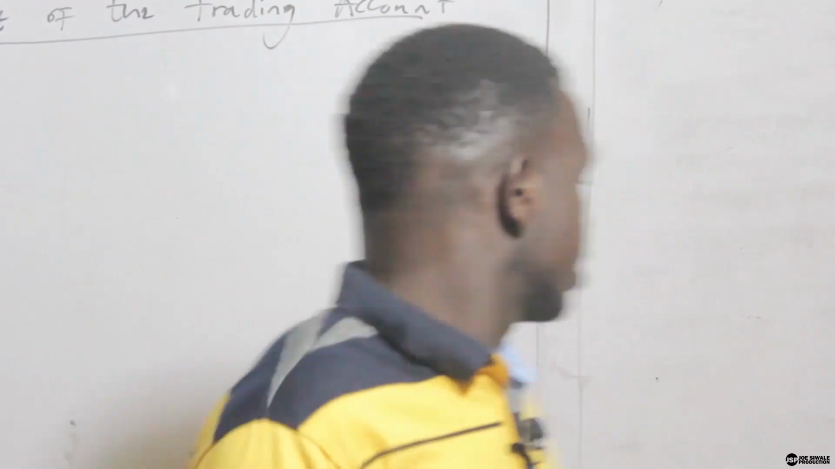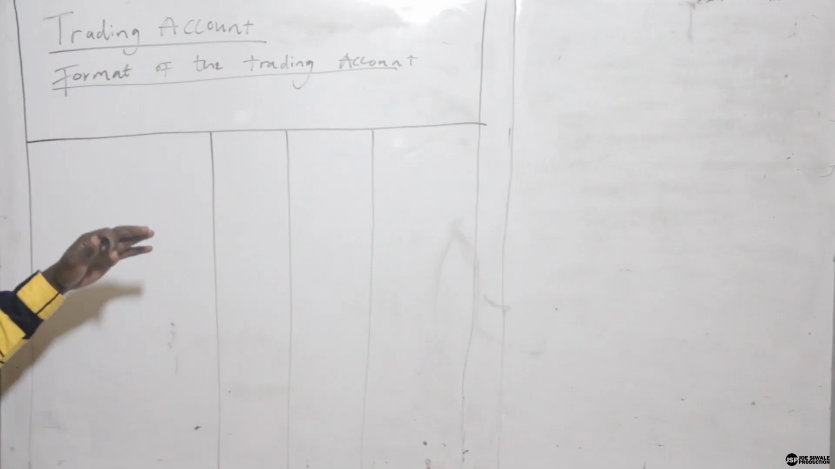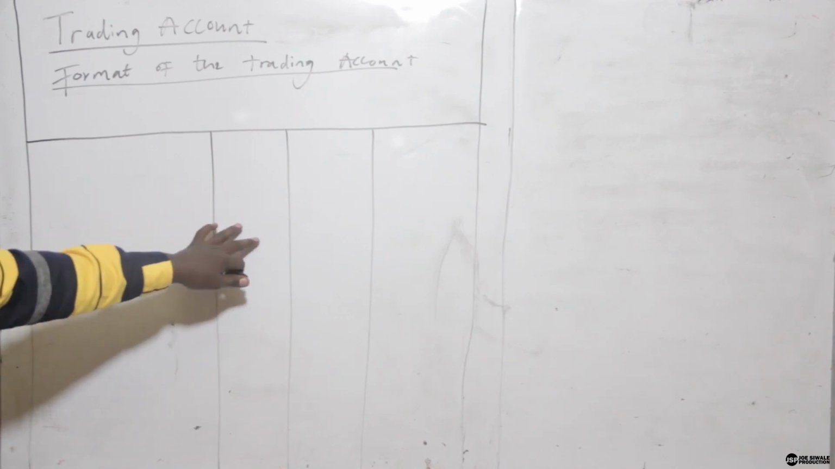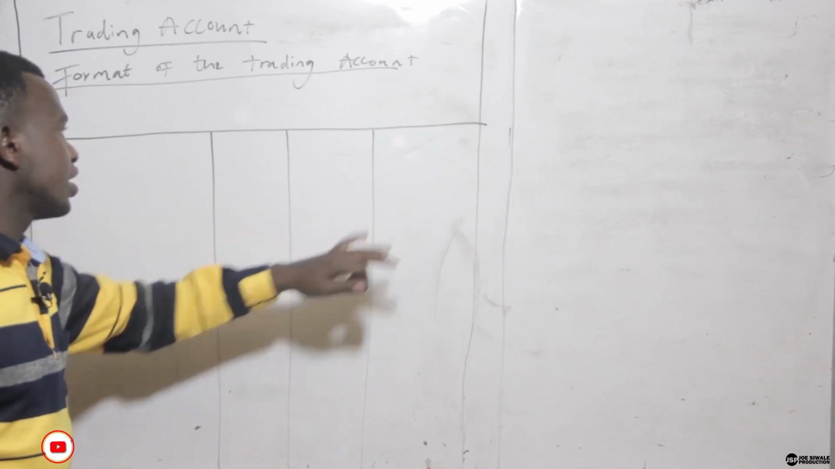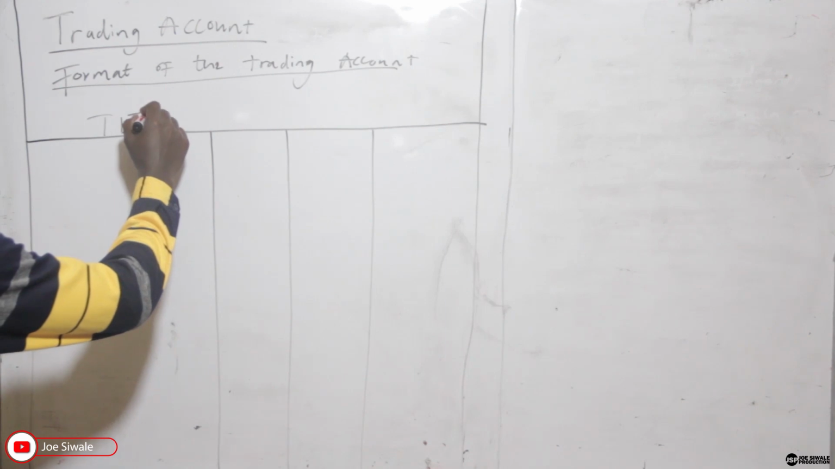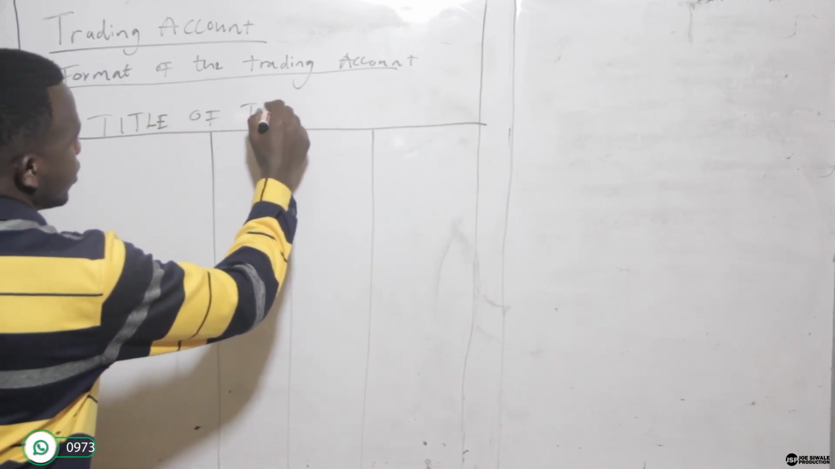So today in accounts, we'll continue looking at the trading account, and we're going to look at the formatting of the trading account. So this is how we can write down the formatting of the trading account. As you can see, we have 4 columns: the first column, the second column, the third column, and the last column. Here we can say title of trading account.